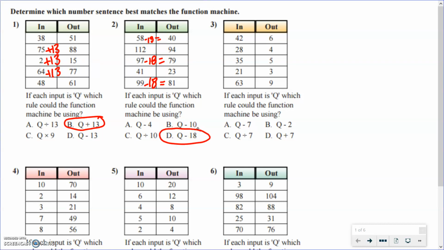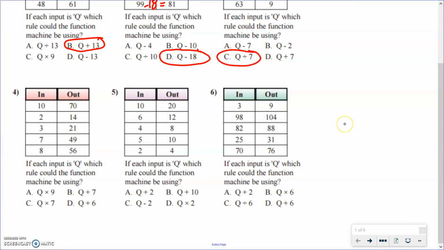Okay, we're going to go over here. Oh, this is going down by quite a bit. And they're all whole numbers still. So I'm going to guess we're not going to be subtracting here. We're probably going to be dividing by. So 42 divided by 7 gives me 6. 28 divided by 7 equals 4. 35 divided by 7 equals 5. 21 divided by 7 equals 3. So I know it's divided by 7. Again, it's multiple choice, so you can look down there and see what you think would work. And if you're not sure, just try them all.